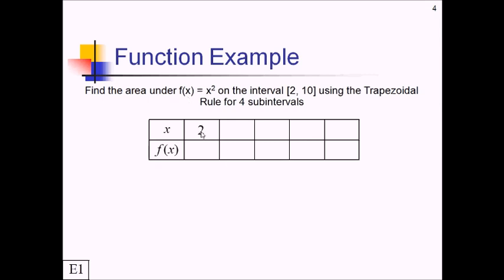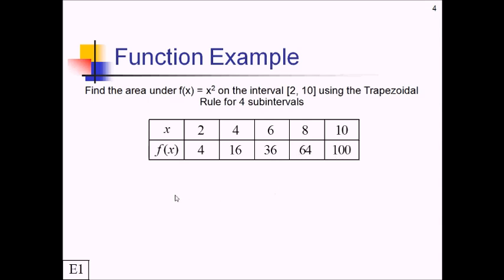So I'm starting at 2, and to get from 2 to 10, I'm going to go by 2s. So we got 4, 6, 8, and 10 for the x values. And then the y values that go with that, they're just perfect squares. So 4, 16, 36, 64, and 100.